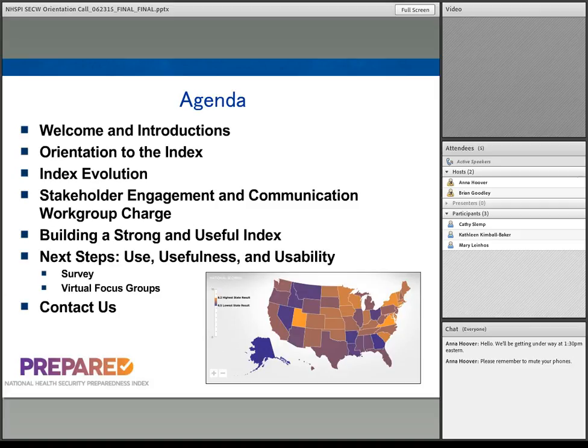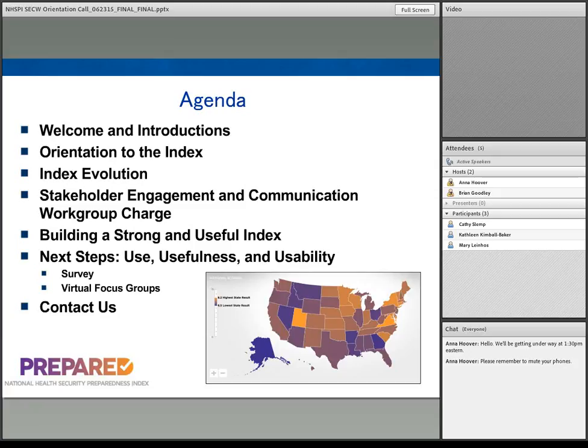We'll talk a little bit about ongoing work and future steps for index development. And then we'll talk about this work group's charge. We have a very specific set of goals and activities for this work group to contribute to and to help lead as the index develops. So we certainly want to go over that and make sure that we all understand our mission, as it were. We'll talk a little bit about building a strong and useful index through stakeholder engagement, usability, and usefulness.